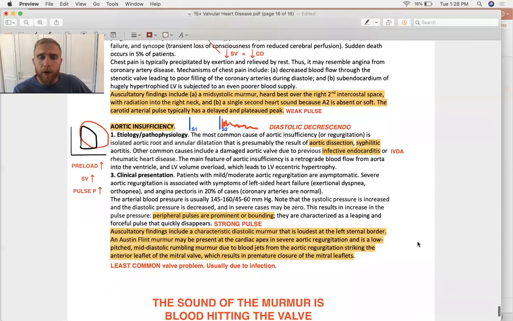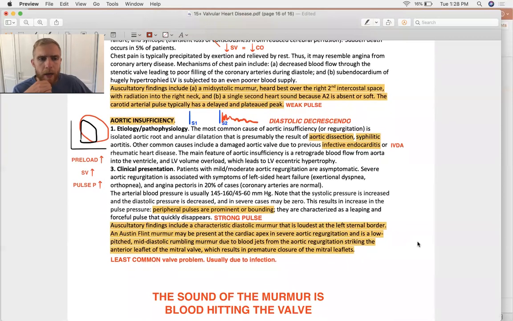Finally, we've got aortic insufficiency, and this murmur is a diastolic decrescendo. And so we're thinking about the murmur. We hear, okay, it's a diastolic decrescendo auscultated at the right second intercostal space. And we're thinking, well, that corresponds to the aortic valve, right?